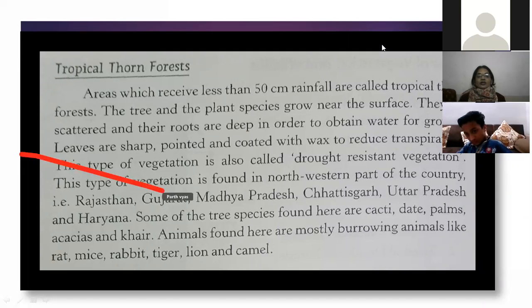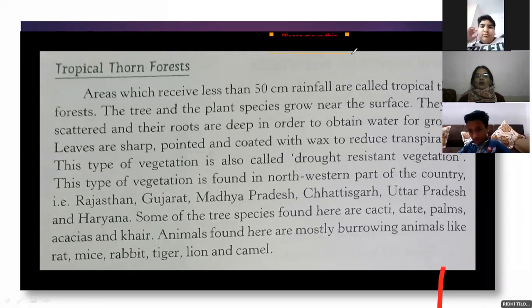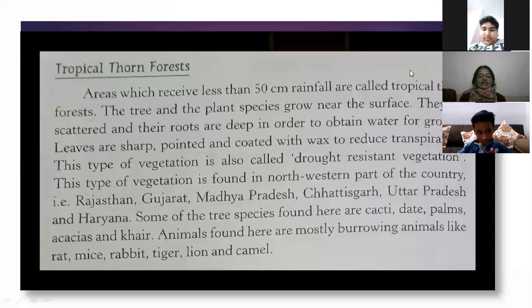Yes, the thorny forest plants have deep roots inside the ground because they are taking water from the ground. They don't have rainfall there and there is no one to water them. So they take water from the deep ground. And what type of leaves are there? Leaves are sharp, pointed and coated with wax to reduce transpiration.